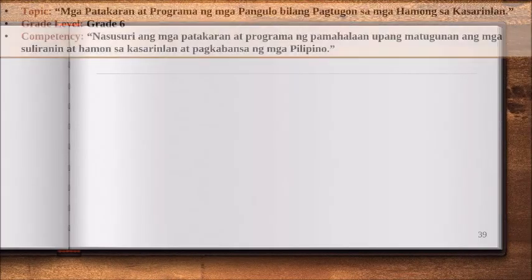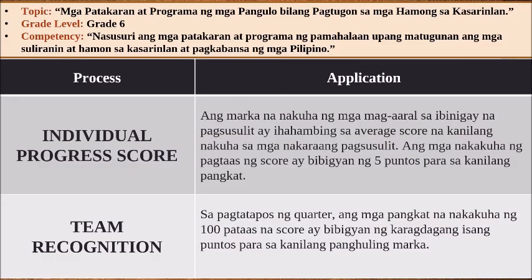Ayan. After the quiz, titingnan natin ngayon yung individual progress score. So, ang marka na nakuha ng mga mag-aaral sa ibinigay na pagsusulit ay ihahambing sa average score ng kanilang nakuha sa mga nakaraang pagsusulit. So, yung mga nakakuha ng increase score or pagtaas ng score compared sa nakaraang pagsusulit ay bibigyan ng 5 points para sa kanilang pangkat. Okay? At after the individual progress score, doon na tayo pupunta sa team recognition. Sa pagtatapos ng quarter, ang mga pangkat na nakakuha ng 100 pataas na score ay bibigyan ng karagdagang 1 point para sa kanilang final grade.